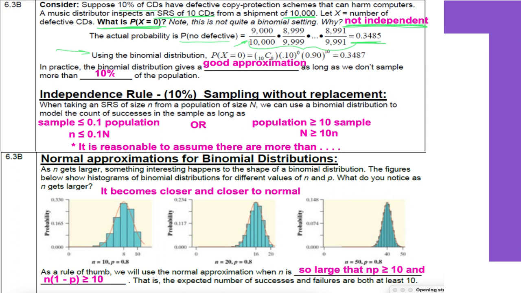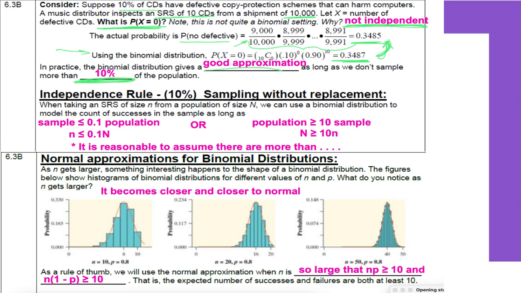Now, if we use a binomial distribution, we're saying there's replacement, but there's not. We're not replacing them when we sample them. We get 10 choose 0, times 0.1 to the 0, times 0.9 to the 10, which is 0.3487. These are very, very close. They're off by 2 ten-thousandths. So this is a good approximation as long as we don't sample more than 10% of the population. If our sample was 100, we'd still be fine. If it was 1,000, then we might start getting into trouble.